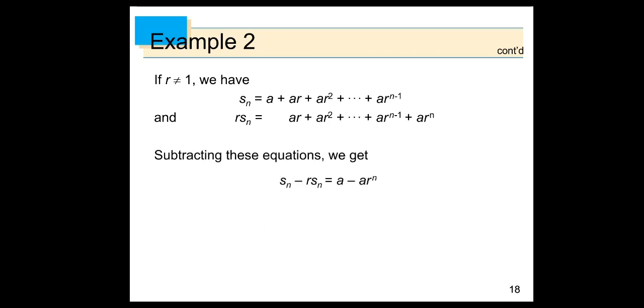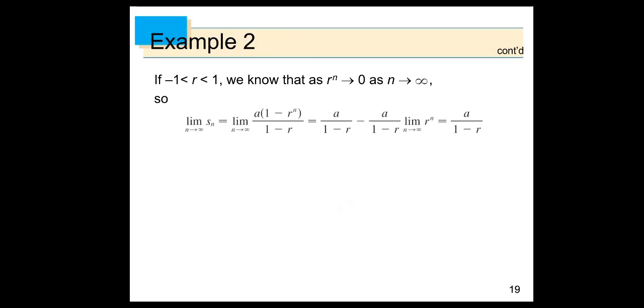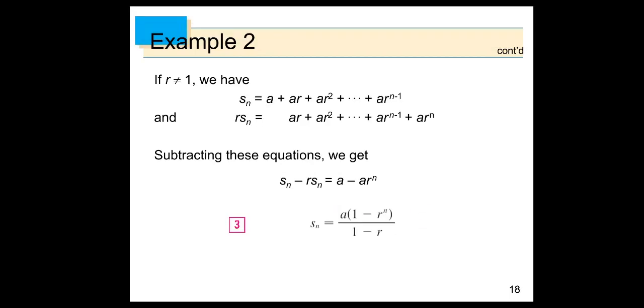So what do we find over here? We will just subtract these equations, and we will get s sub n is equal to a into 1 minus r power n, by 1 minus r. So this would be our equation number 3 that we find with the help of subtraction of equations.